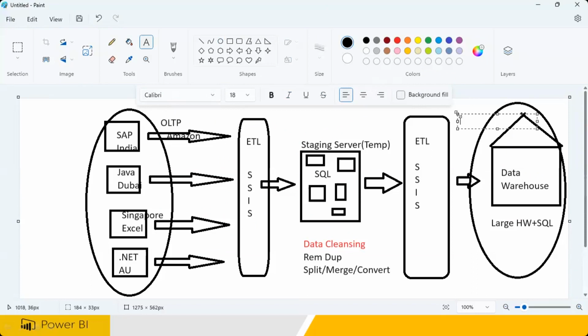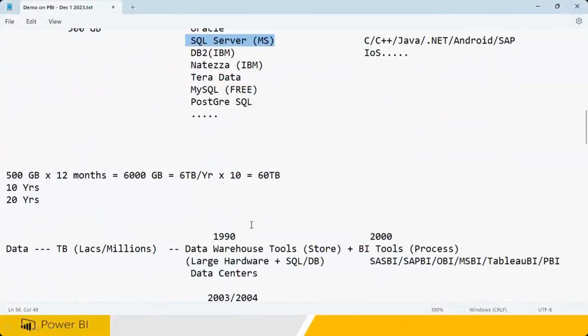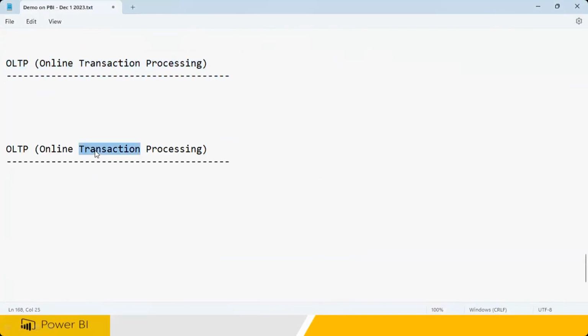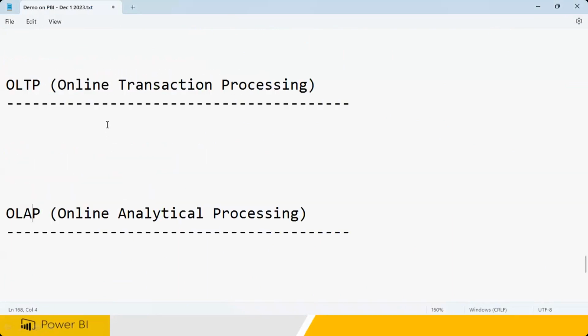Data warehousing is called an OLAP computer. Okay, there are two types of computers we're going to be talking about. One is called an OLTP computer. OLTP means online transaction processing. Okay. So online transaction processing is one more computer or set of computers. And online analytical processing, this is what is called OLAP. It is a compulsory interview question: what is OLTP? What is OLAP?